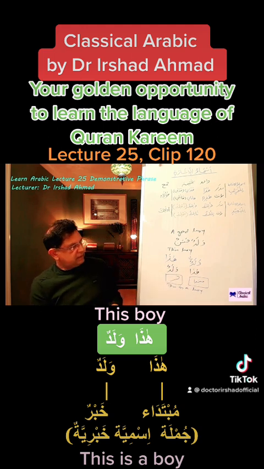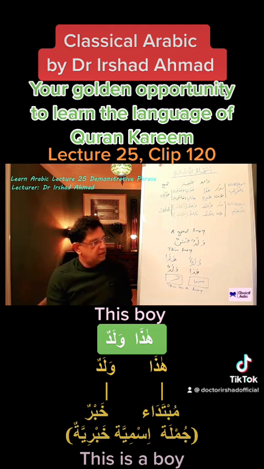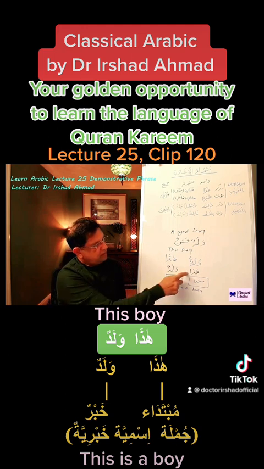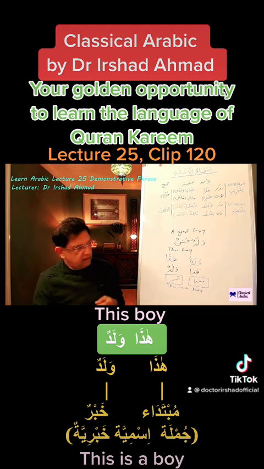So this is not really this boy. This is a boy. Information is complete. It is a sentence. When we say this boy, information is not complete. Our listeners are still wondering what about this boy. So the information remains incomplete in Murakkab Ishari. So how do we construct Murakkab Ishari from here?